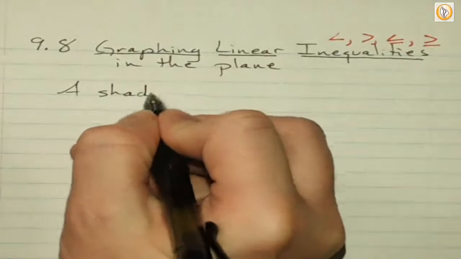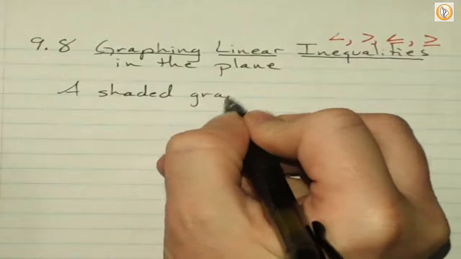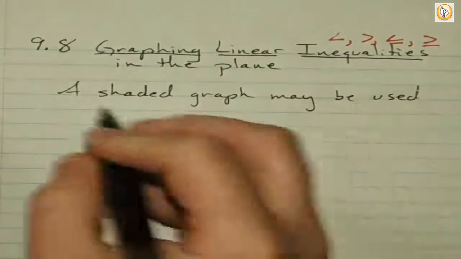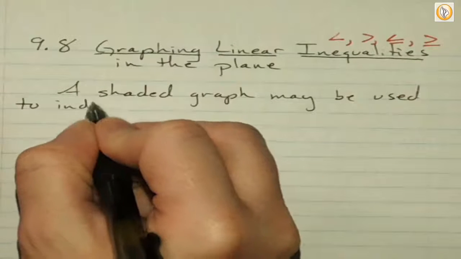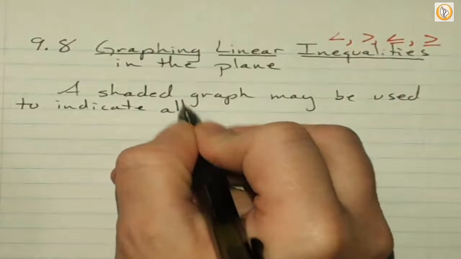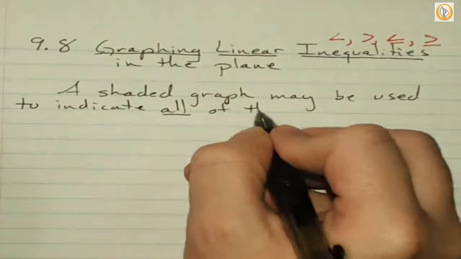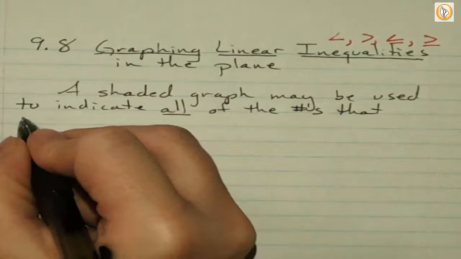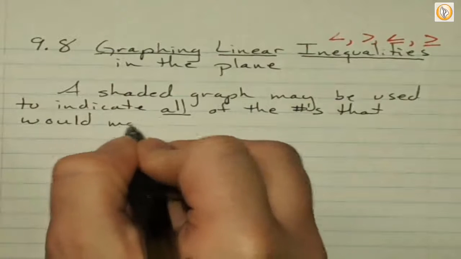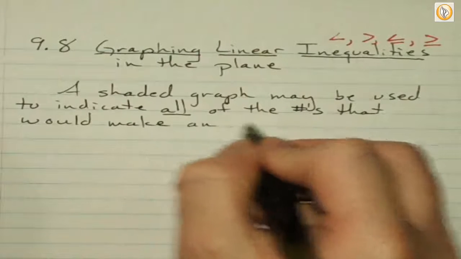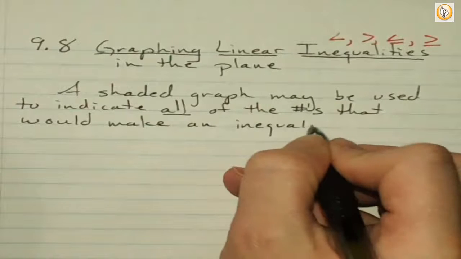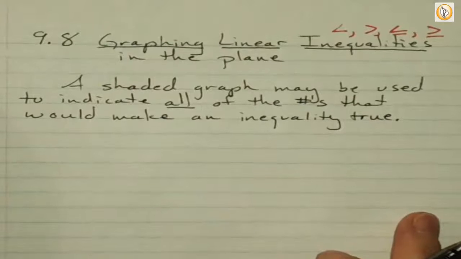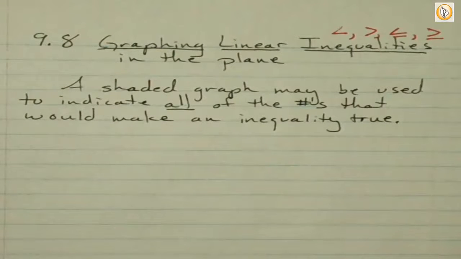A shaded graph may be used to indicate all of the numbers that would make an inequality true. So shaded graph, you're going to be shading today.